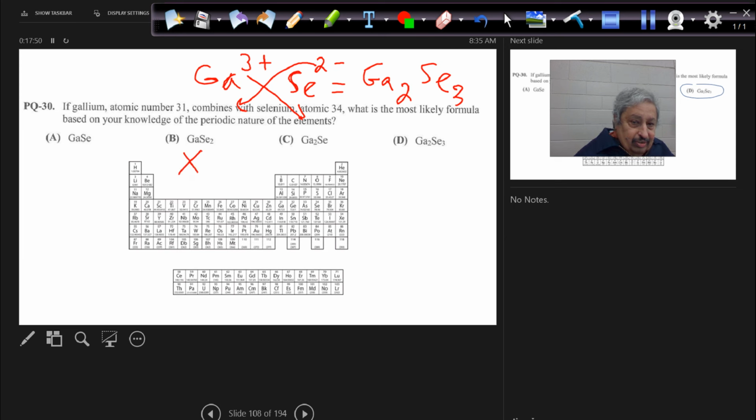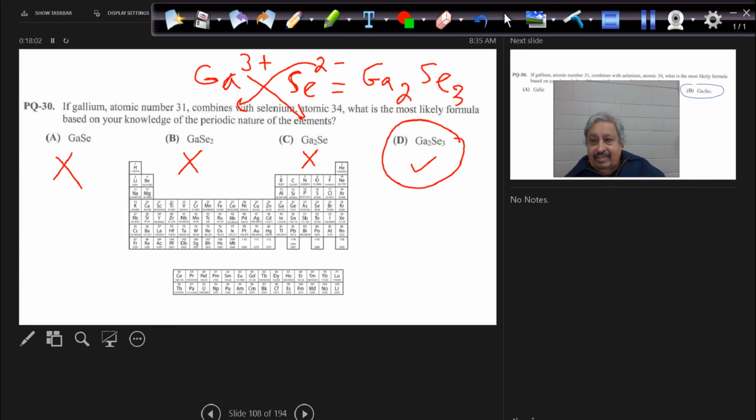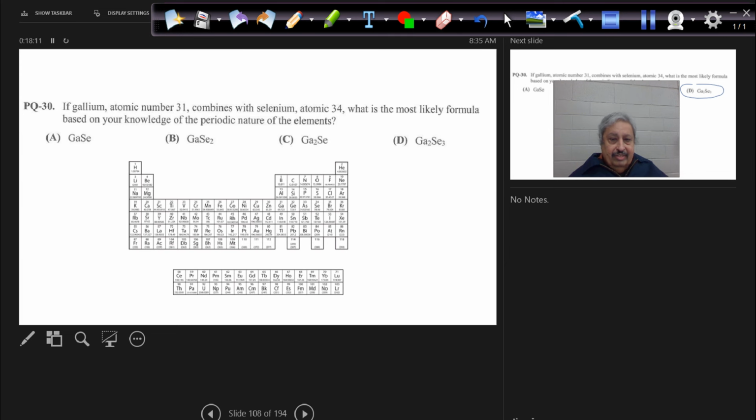This one is not correct. This one is not correct. This one is not correct. The only correct one is this one. Correct, guys? Let's see. The answer is D, correct. If you have any questions, just ask me, please. So the answer is D. So at this time, and then we'll jump to another topic.